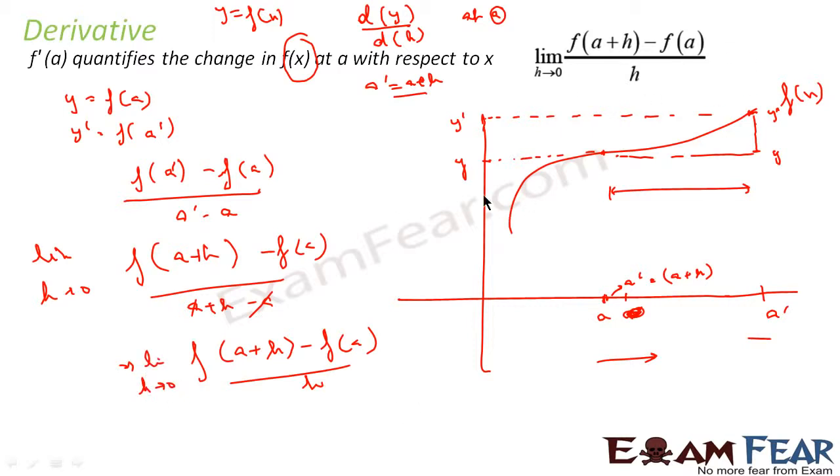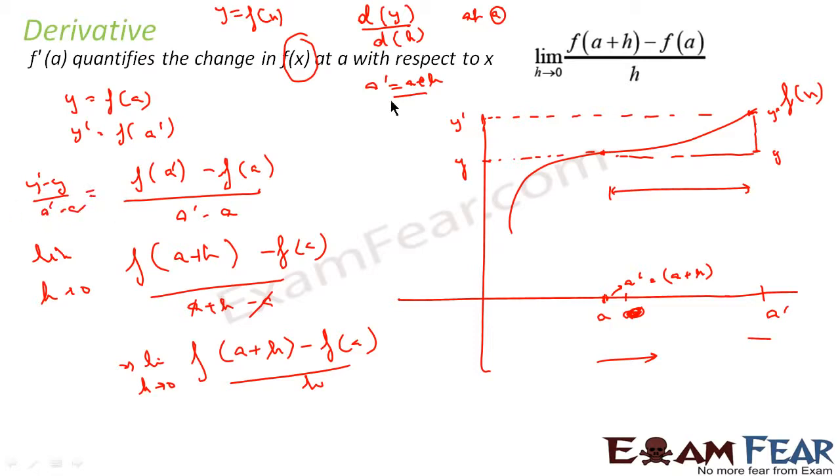Have you got what I'm trying to say? We have this function where f(a) is y and f(a') is y'. So if you see, from here to here, the function changed from y to y'. The change in the y-axis was y' − y, and the change in the x-axis was nothing but a' − a.